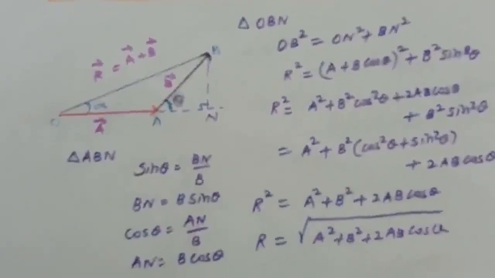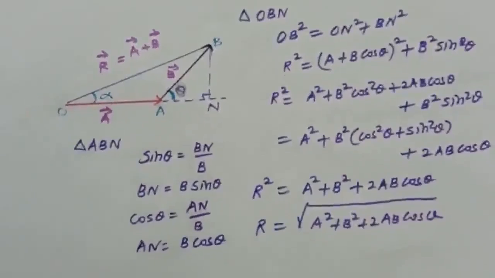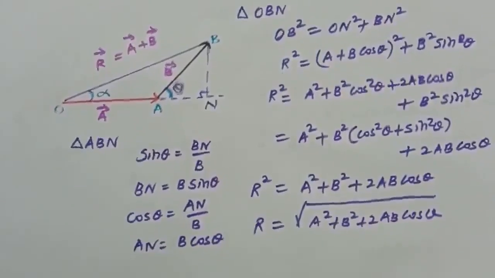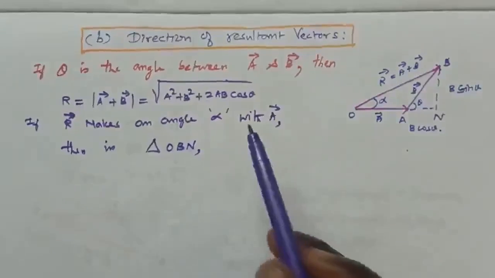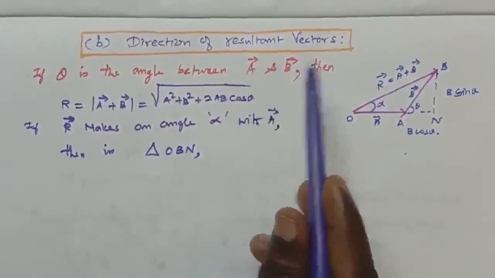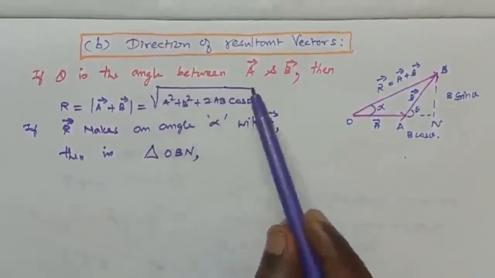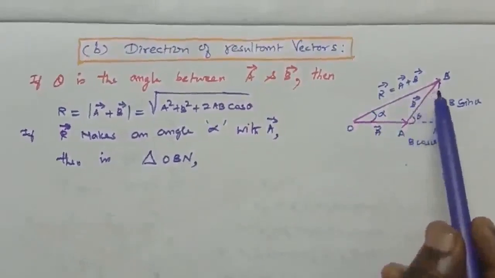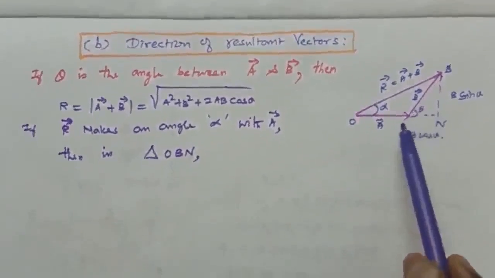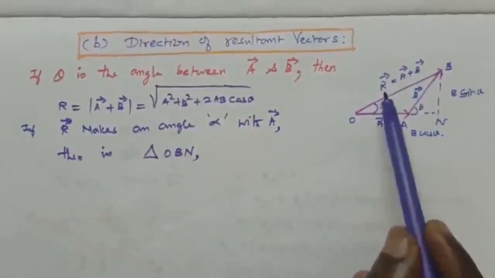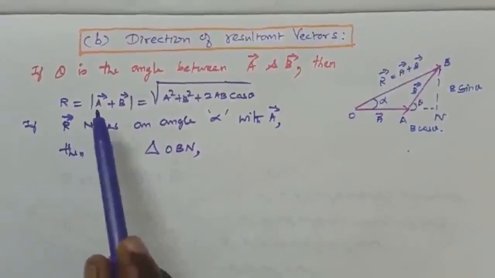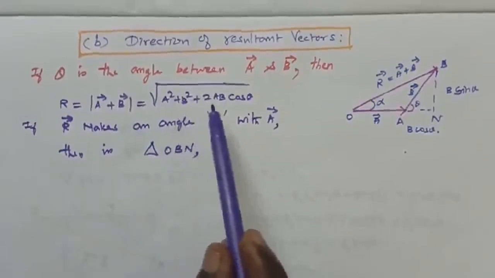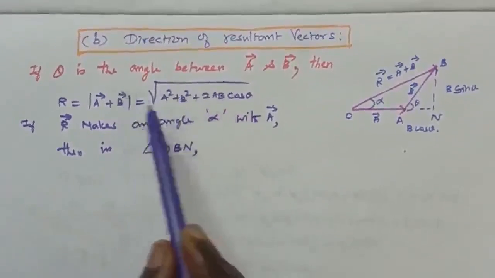Are you clear, children? This is the magnitude of resultant vector R, equal to square root of A square plus B square plus 2AB cos theta. To find the direction of the resultant vector, if theta is the angle between A vector and B vector, now see the diagram. This is the A vector, this is the B vector, at an angle theta. Therefore the magnitude of resultant vector R is equal to modulus of A vector plus B vector, that is equal to square root of A square plus B square plus 2AB cos theta. This is the magnitude of resultant vector.